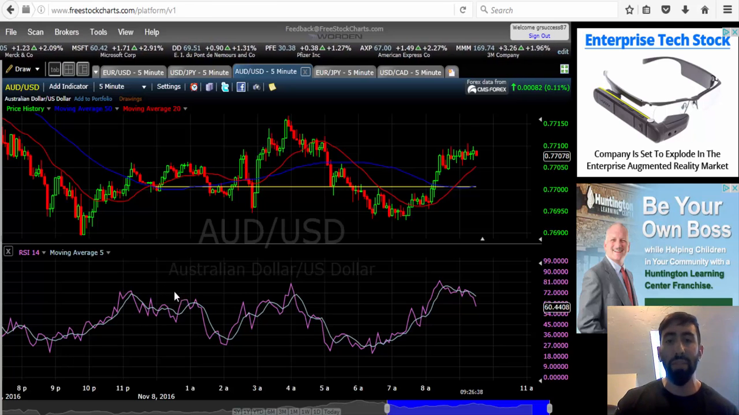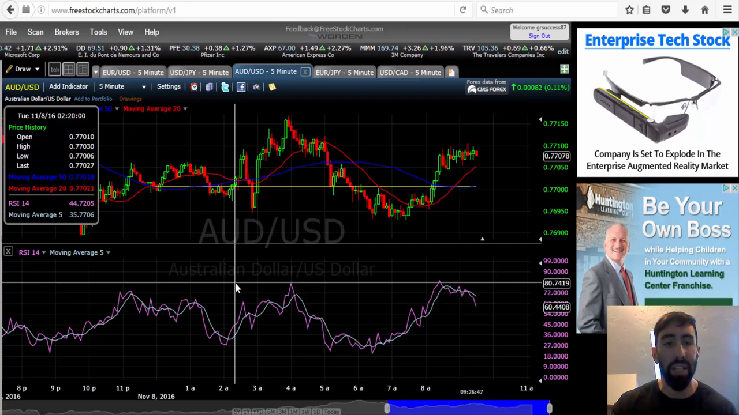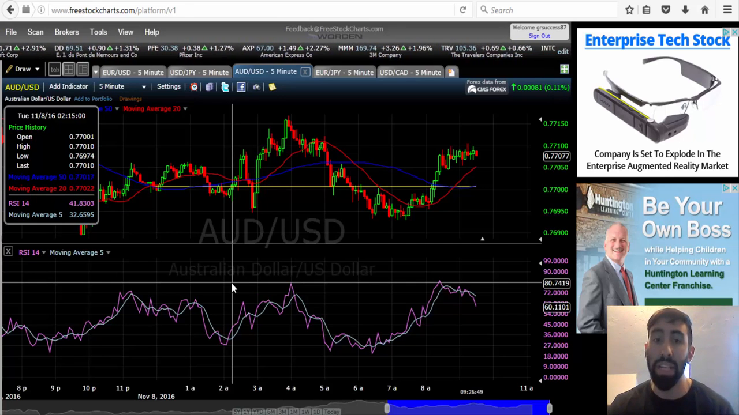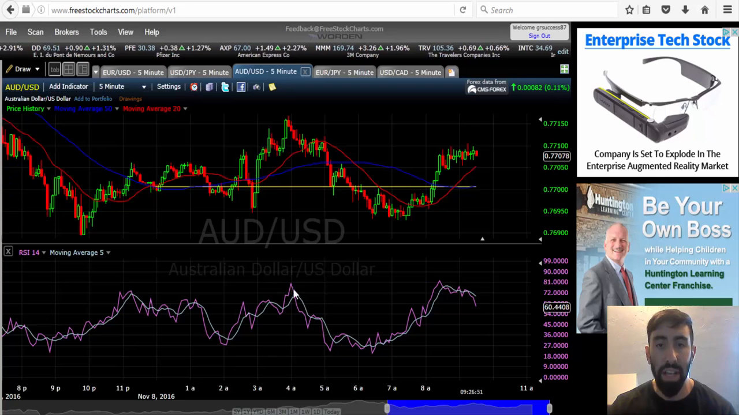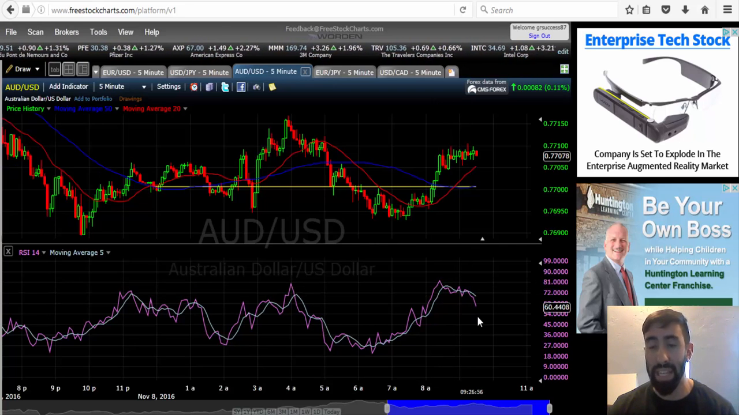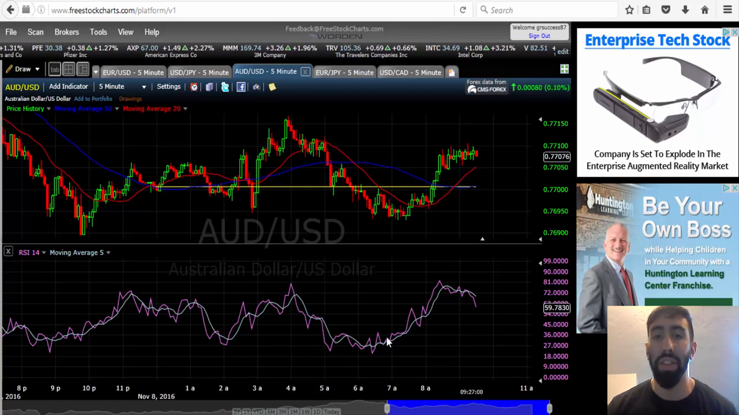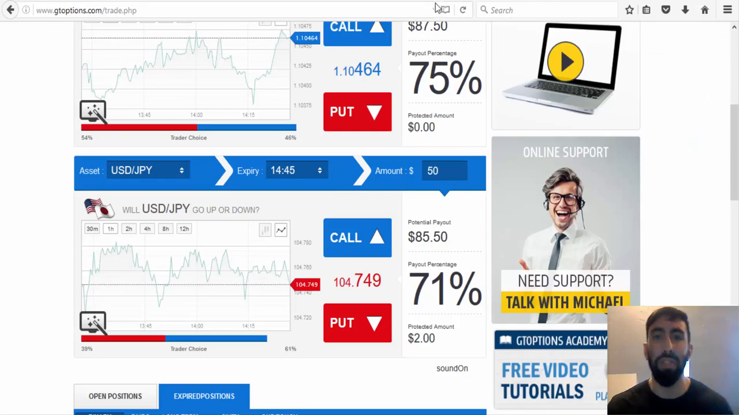Now, it seems that with Audi USD and the RSI indicators, we can use this as a resistance line because once it hits this level, the price tends to drop down. It happened over here, here, and it seemed to have reached this level right now, and it is now dropping significantly. So again, same process. It's going to be for another put trade, and we're going to target 15-minute trades as well.